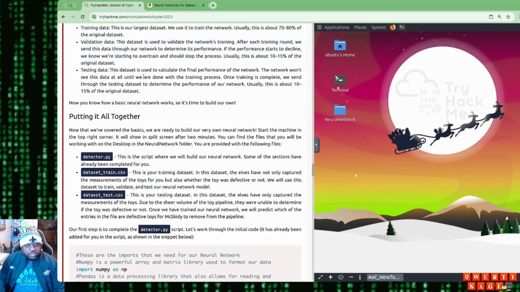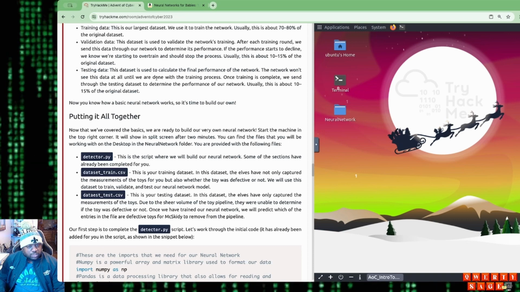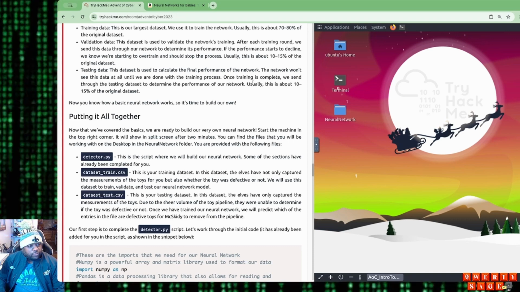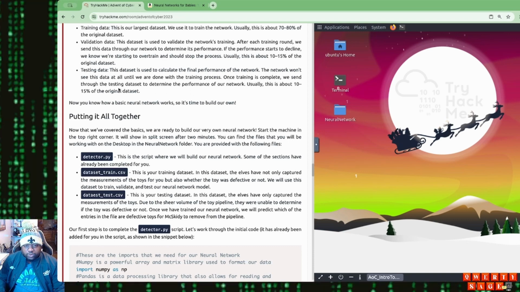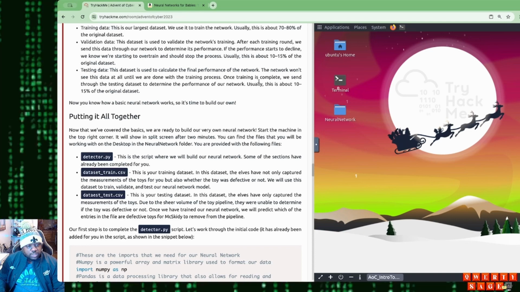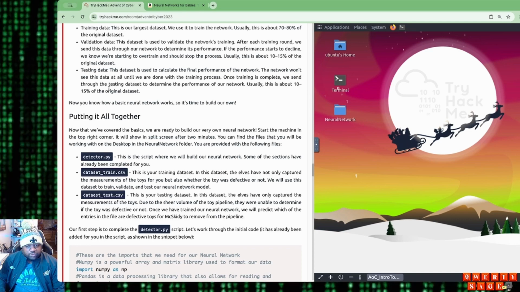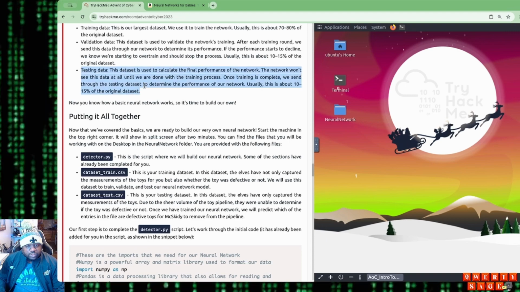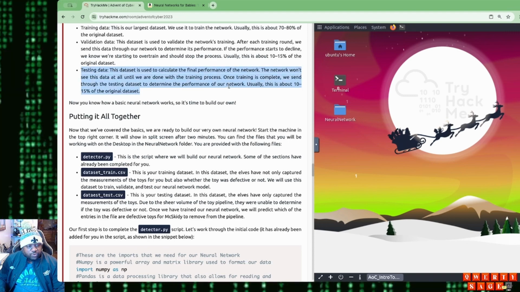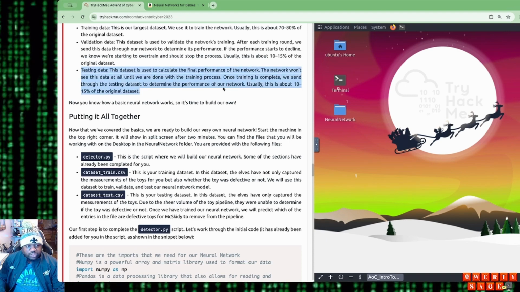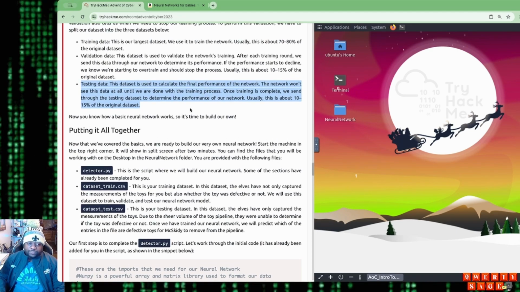And then there's testing. This data set is used to calculate the final performance of the network. The network won't see this data at all till we're done. Once it's complete, we send through the testing data to determine the performance. This is normally 10 to 15%. Okay.